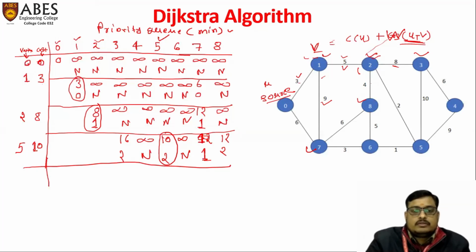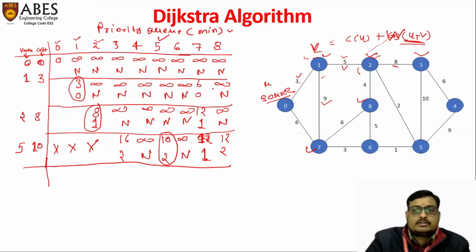Now we'll update all the adjacent vertices of 5. The adjacent vertices of 5 are 6, 2, 3, 4 and 6. So 2 is not present in the priority queue, and these vertices 1, 2, 0, 1, 2 are not present, so we'll not consider them. We'll only consider the adjacent vertices of 5 as 3, 4 and 6.